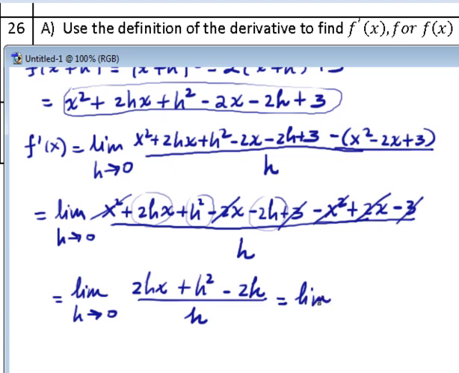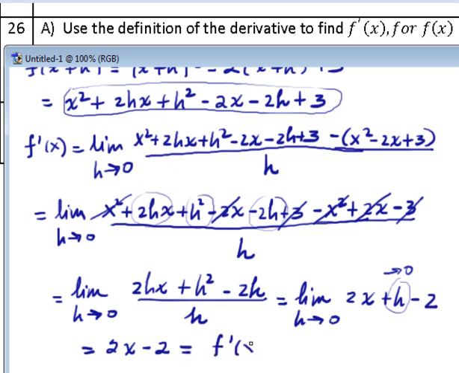So we have the limit as h goes to 0. And here we divide by h, and we have 2x plus h minus 2. And now we're ready to take the limit as h goes to 0. So just this term goes to 0. And we end up with 2x minus 2. So that's equal to f prime of x.